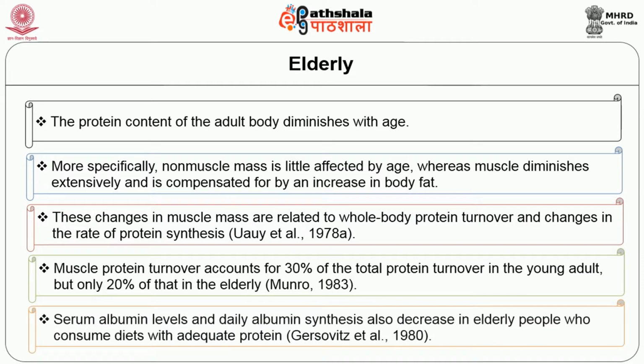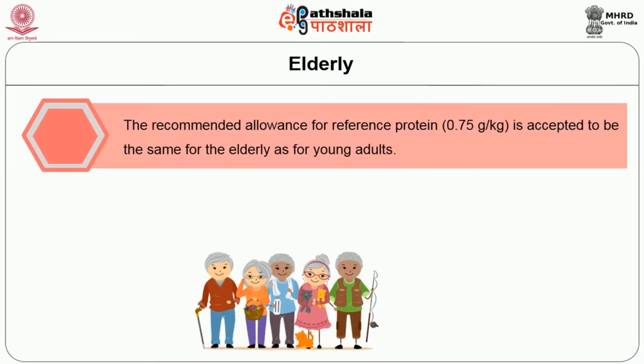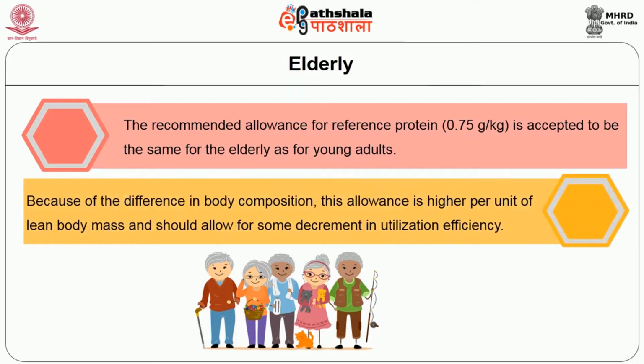Serum albumin levels and daily albumin synthesis also decrease in elderly people who consume diets with adequate protein. The recommended allowance for reference protein is accepted to be the same for the elderly as for young adults because of the difference in body composition. This allowance is higher per unit of lean body mass and should allow for some decrement in utilization efficiency.